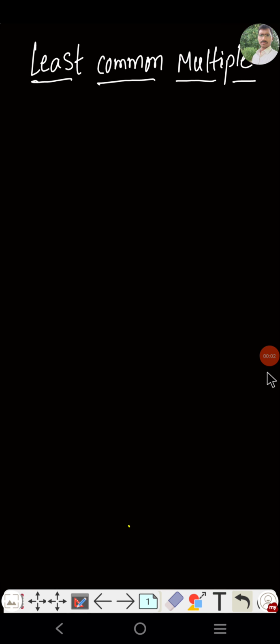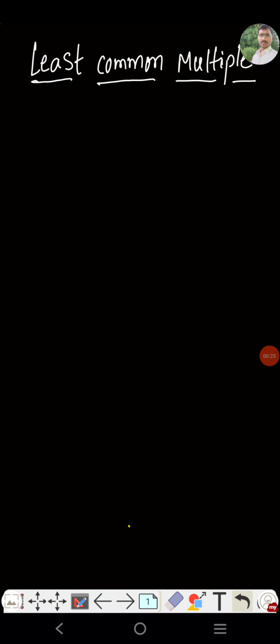Yes, hello everyone. So in the last class we completed the highest common factor, that is HCF of any two numbers, how to find the HCF of given two numbers. Now in this class we are going to discuss the LCM of two numbers. That means least common multiple. LCM full form is least common multiple.